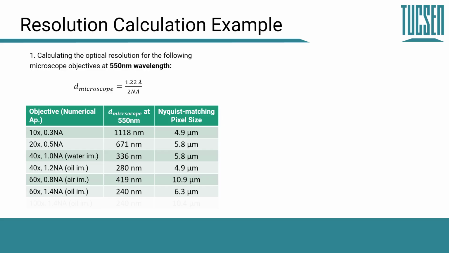If we look at this final objective here, the 60 times 1.4 NA oil objective, we can resolve 240 nanometer details, and our required pixel size is 6.3 micrometers. But if we go up to a 100 times objective, we're still at the same numerical aperture, resolving 240 nanometers, but now our Nyquist matching pixel size is higher. So this is a good list of different objectives you might commonly come across. What type of camera would match these?